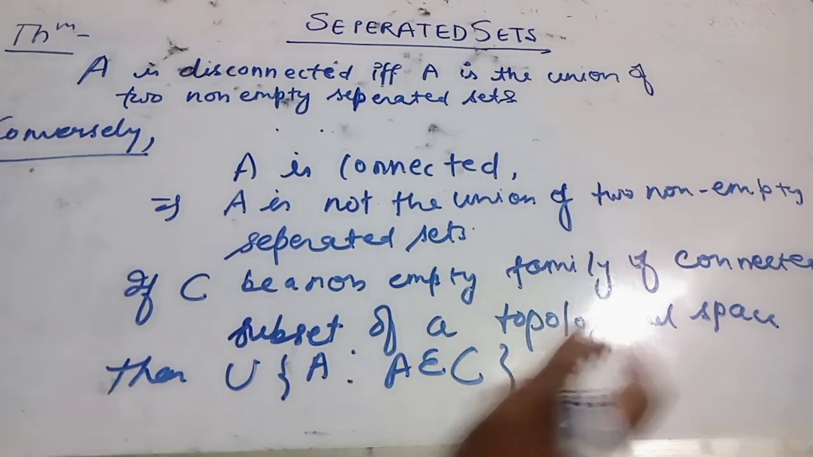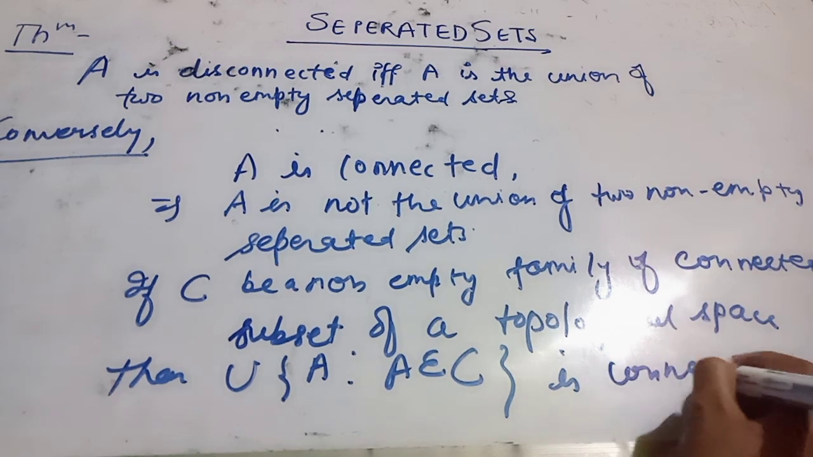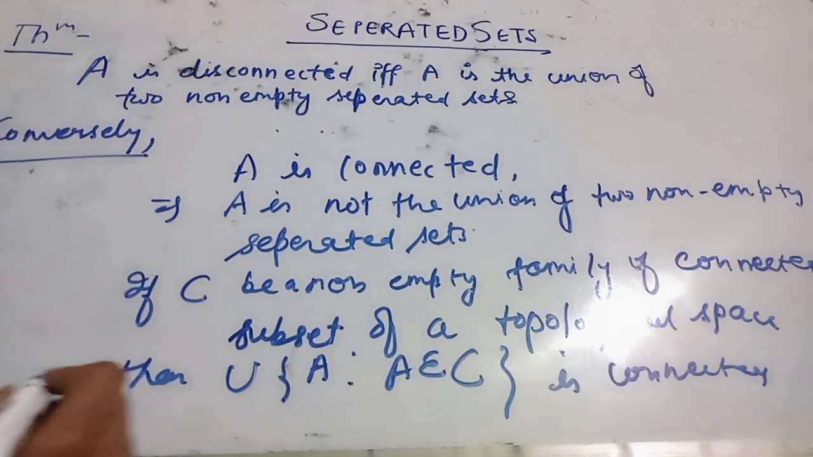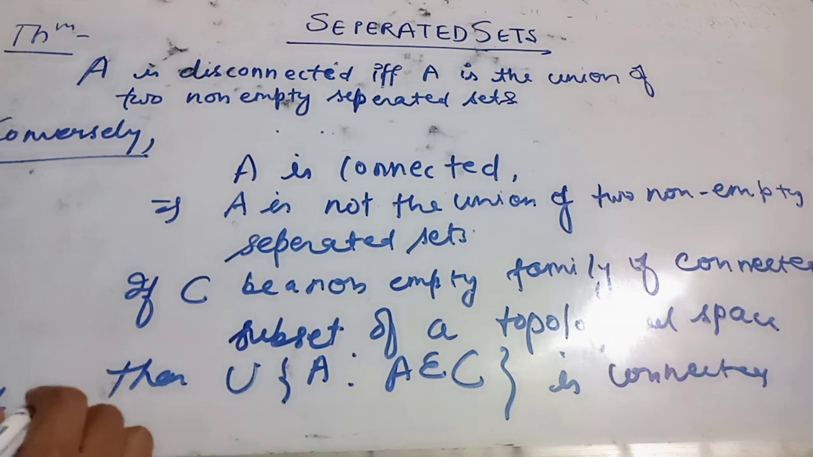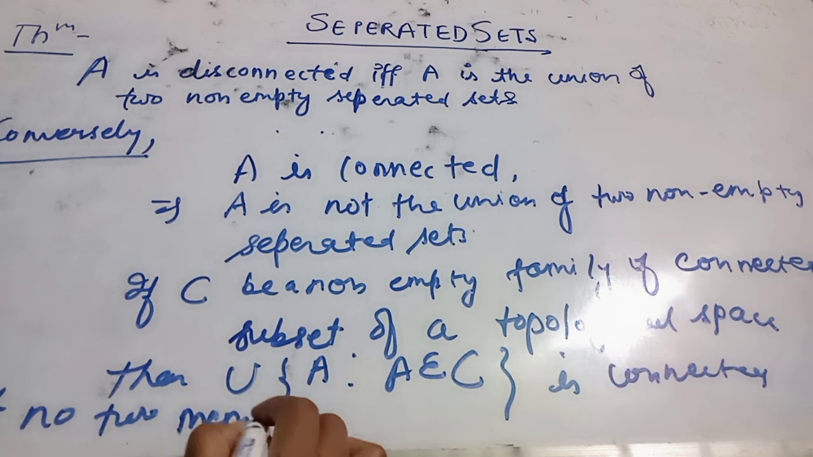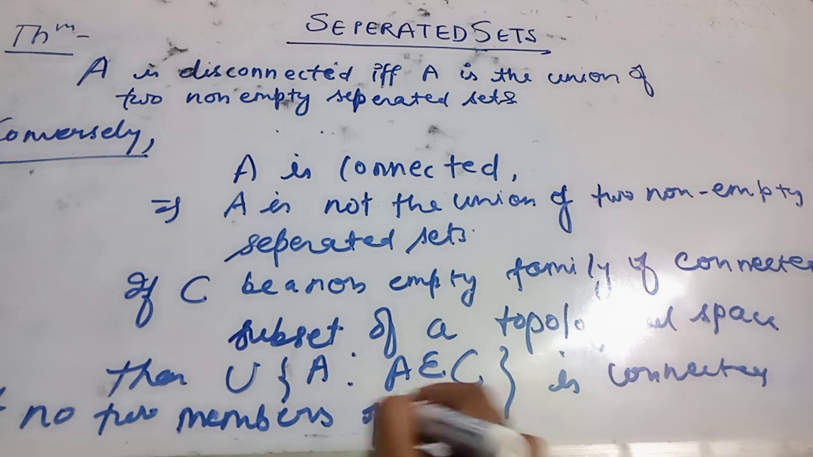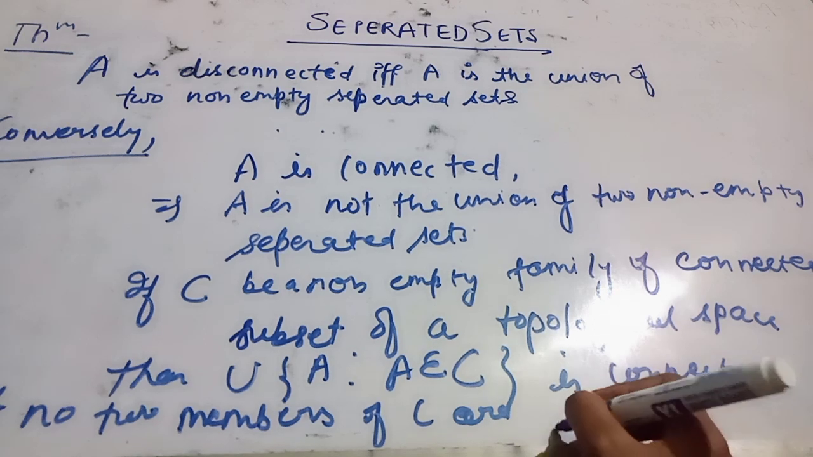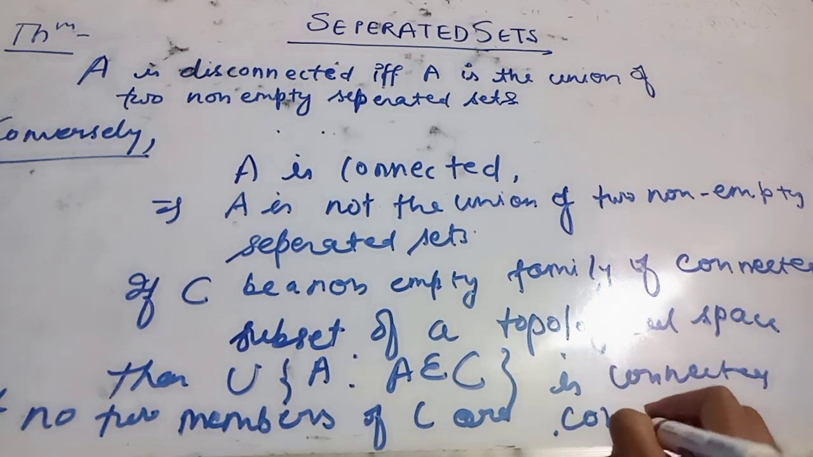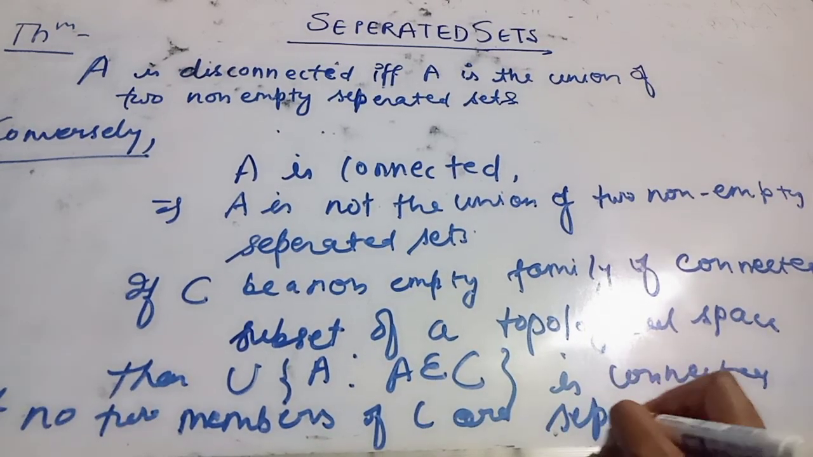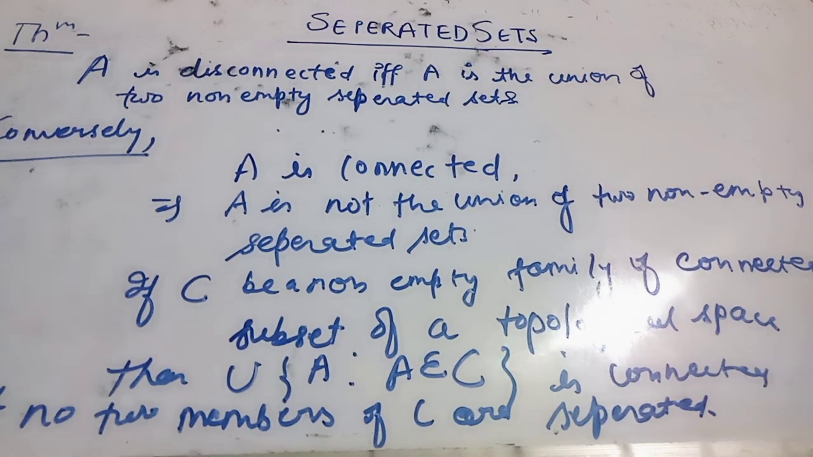This we can say is connected, right? It is connected if and only if this condition is satisfied: if and only if no two members of C are separated. Then this condition will be satisfied. Sorry, I had to write separated, not connected. Okay, separated. So this was one proof.